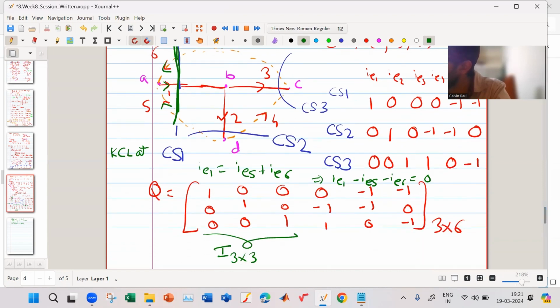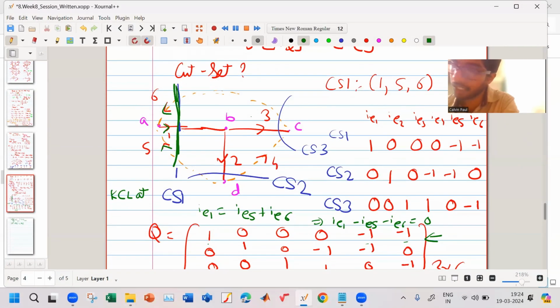And that is what this first row means. IE1 means 1, IE5 is minus 1, IE6 is minus 1. So I am applying KCL at this cut set 1. IE1 is entering, and IE6, IE5 are leaving it, so IE1 is equal to IE5 plus IE6. Taking these to the left hand side, I get IE1 minus IE5 minus IE6 equal to 0, and that is reflected in the first row of this matrix Q. Okay, sir. It's clear. Thank you, sir.